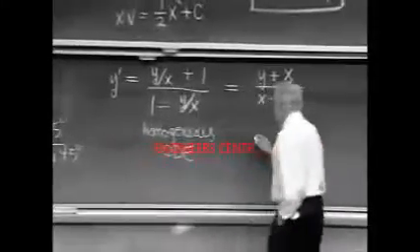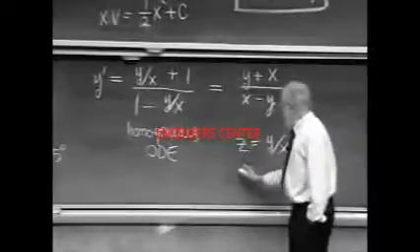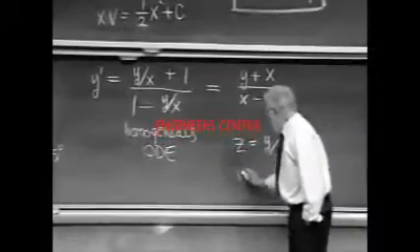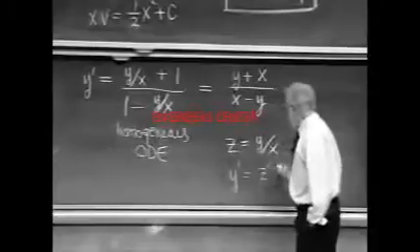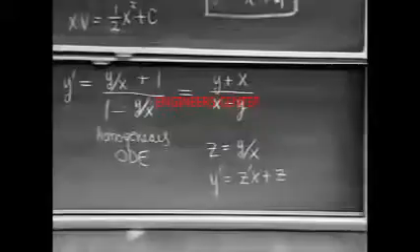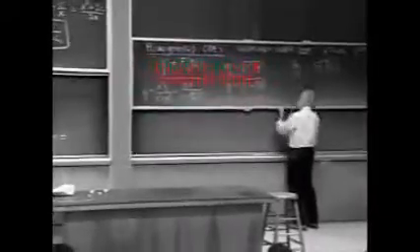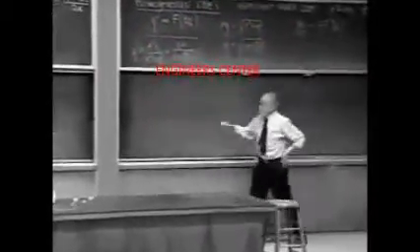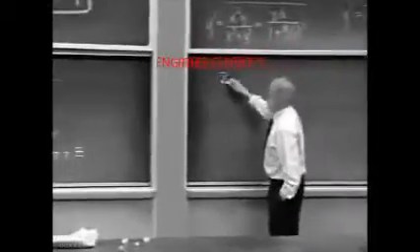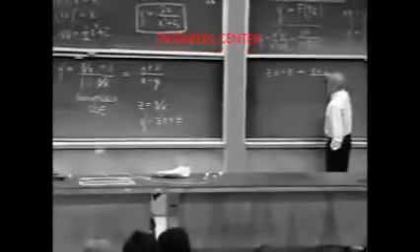We're going to use as the new variable z equals y over x. And as I wrote up there, for y prime we will substitute z prime x plus z. And with that, let's solve it. The equation becomes z prime x plus z is equal to z plus 1 over 1 minus z.